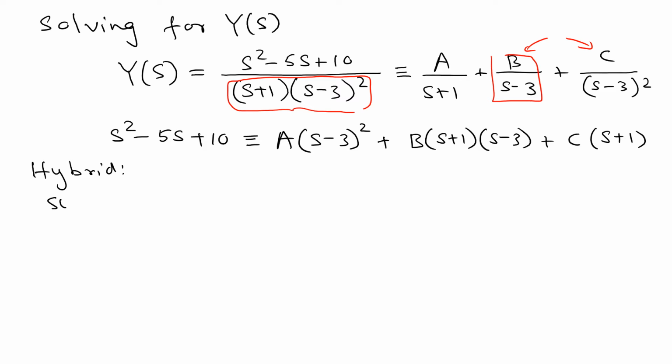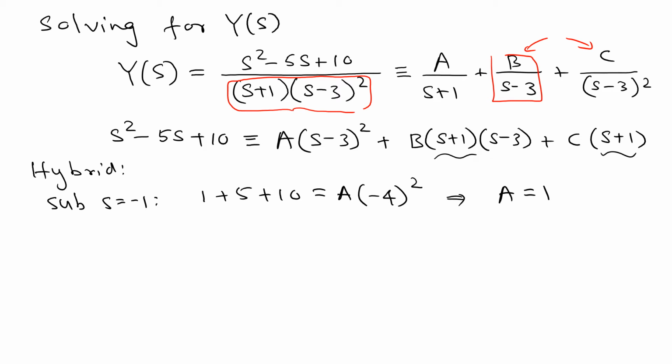So let's say you can substitute. You can say s equal -1. So once you plug in -1, you can see these two terms get cancelled out. So then you get the A directly. So that means it is 1 plus 5 plus 10 equal A times, when you plug in -1, you can see that this is going to be -4 squared, and all the other terms are 0. So this is going to give the value of A. So A equal 1. Similarly, you can substitute s equal 3 to get the value of C. So once you solve, you get C equal 1 again.